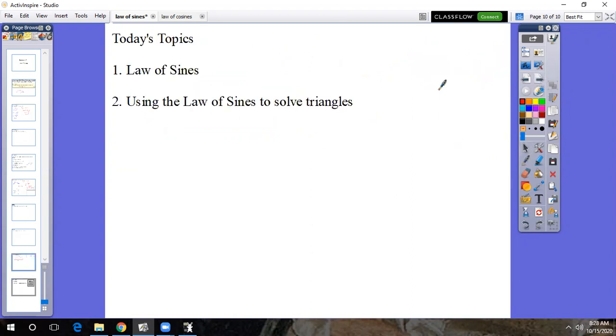All right, so that is it for today. Today we talked about the law of sines and how to use the law of sines to solve triangles. I hope you took some good notes, and I hope you come to class ready to learn and share any questions that you have.